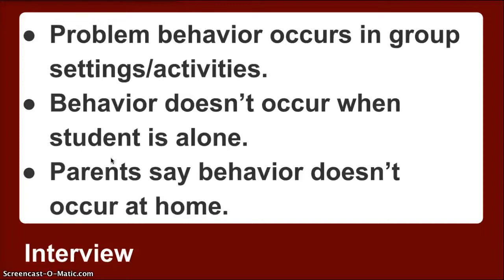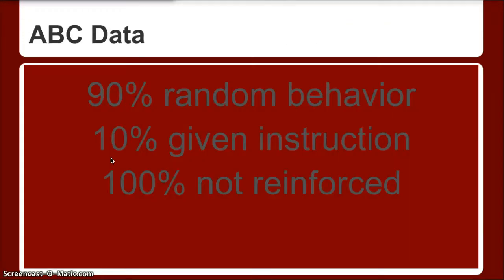And she said when talking to the parents about the problem behavior, they said that it does not occur at home. So after doing an ABC observation data, we observed that 90% of the time the behavior did not have an antecedent, such as being told what to do or taken something away, etc. 10% of the time of the trials, Andrea was given instruction to do something, and that is when the problem behavior occurred. And 100% of the time, the behavior was not reinforced by any of the teachers or classmates or anything that we could observe and measure.